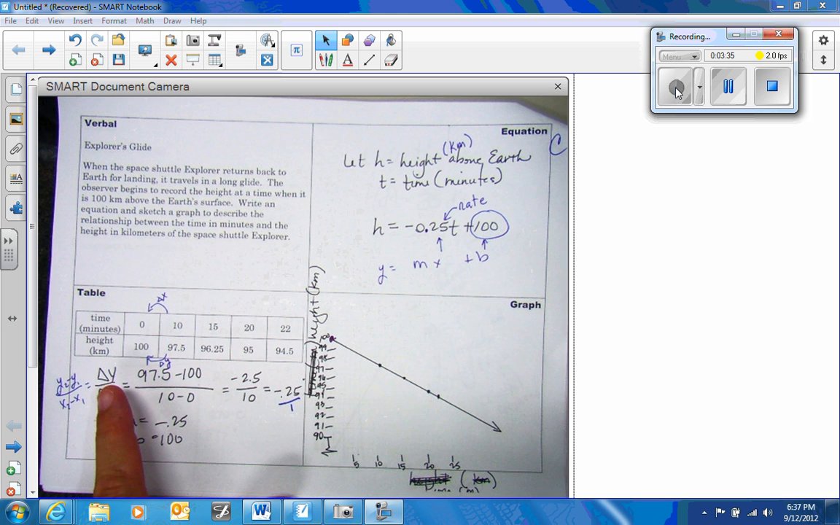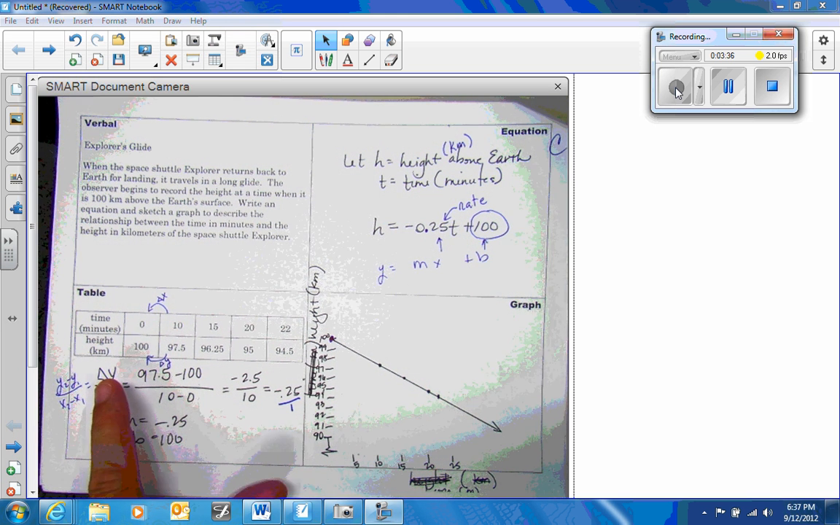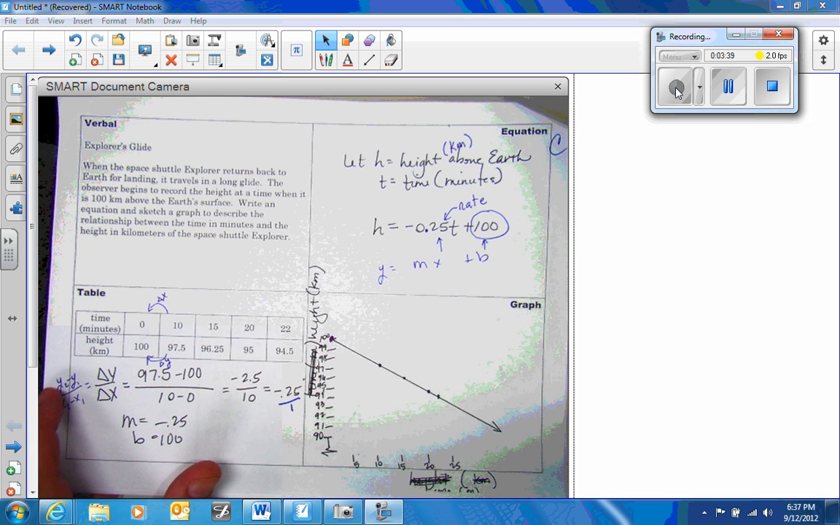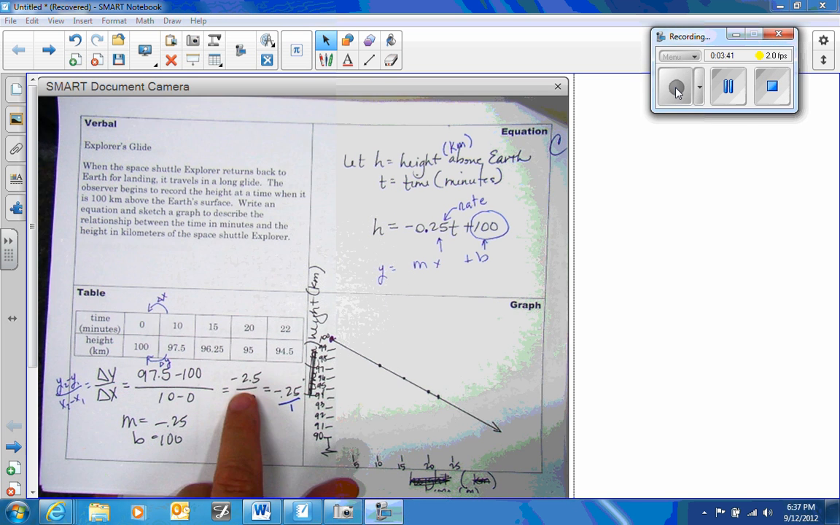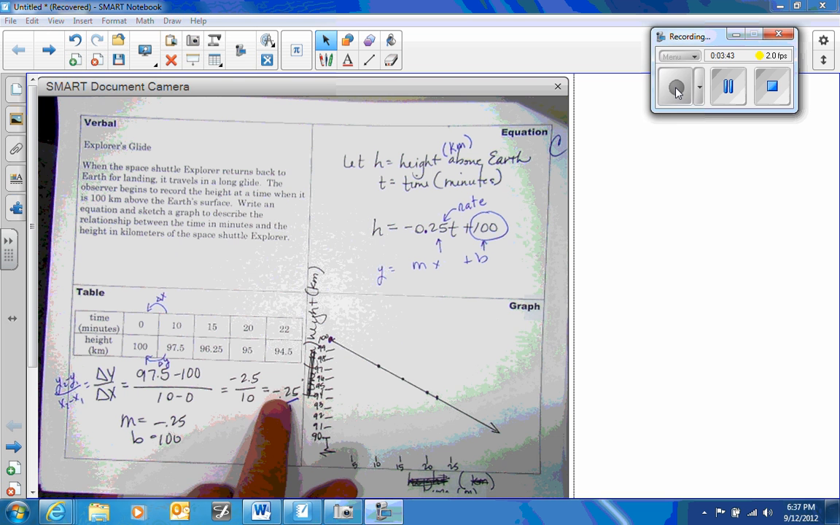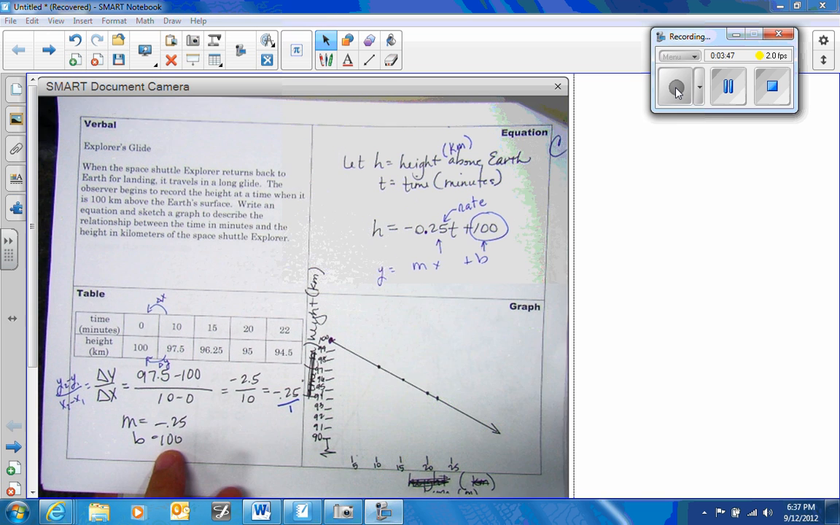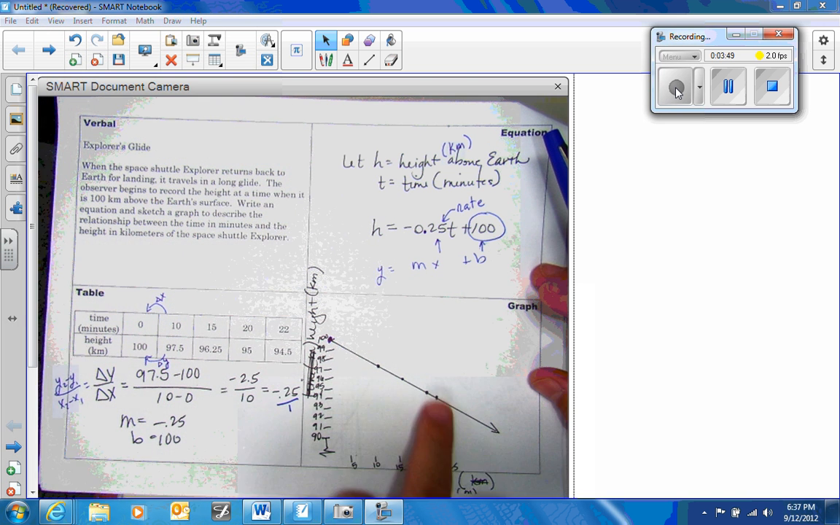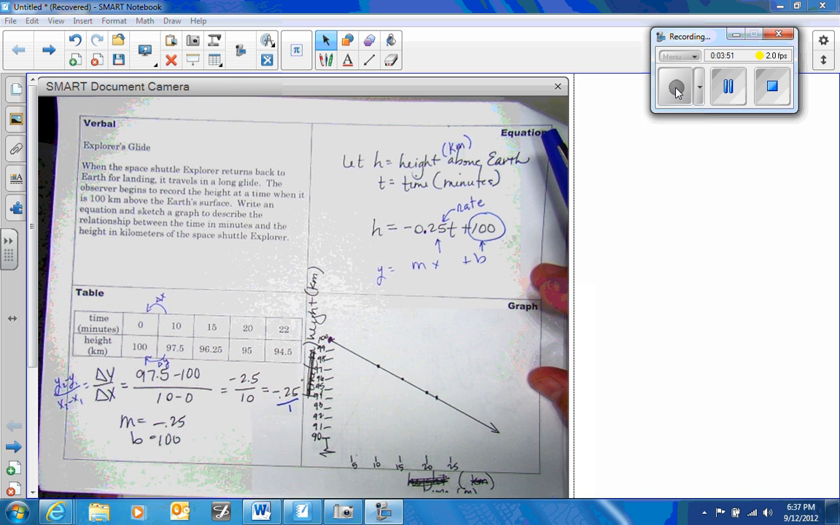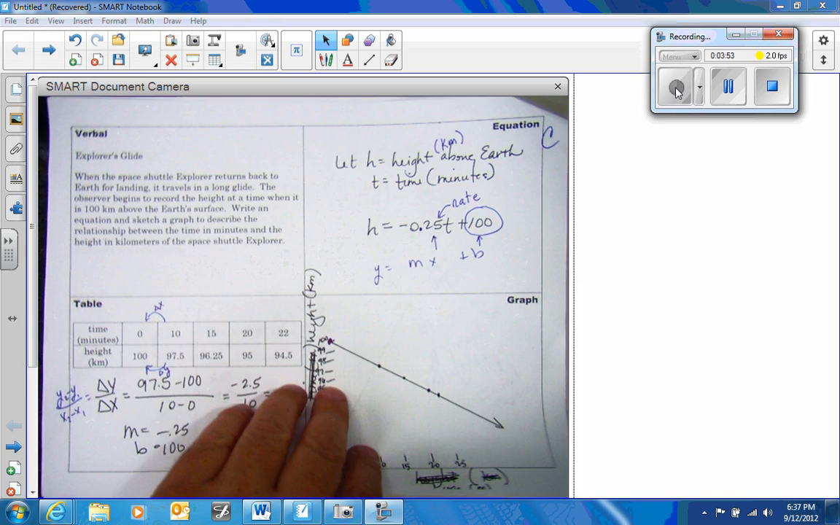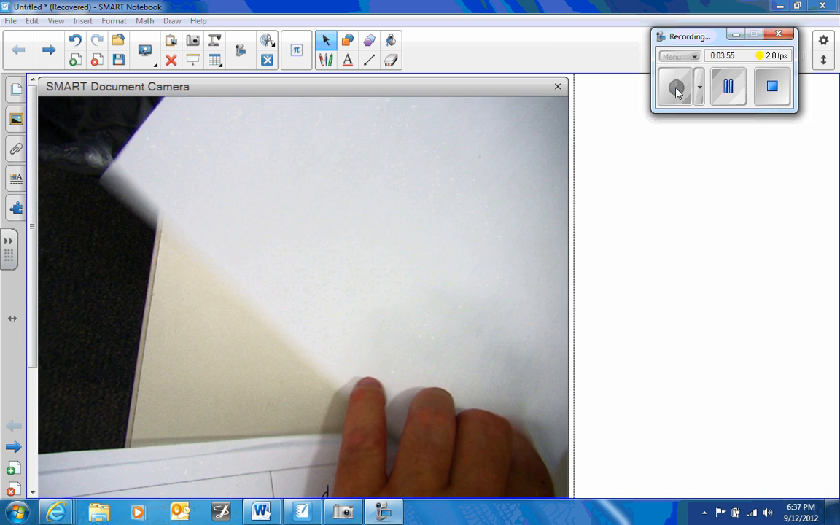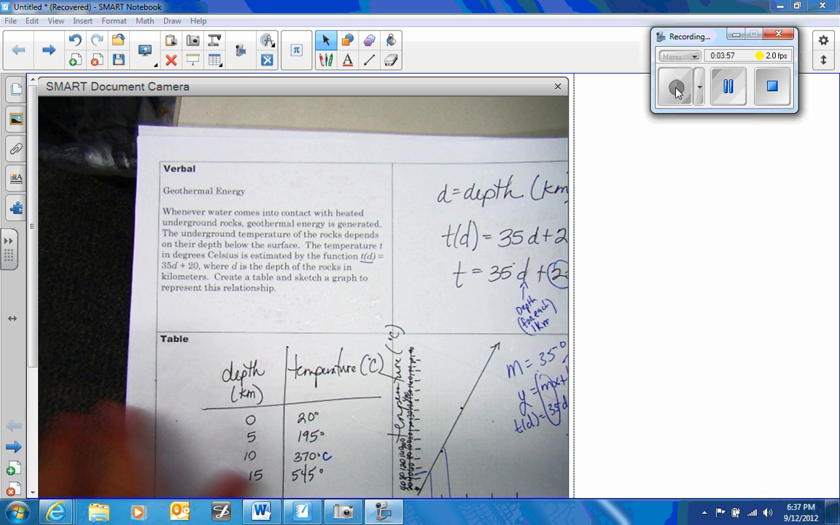Notice that we use change of y over change in x. This is your delta y over delta x. Change in y over change in x in order to get the slope, which is -0.25 over 1. Here's our slope, here's our y-intercept, and we use these two instruments in order to graph. All right. I'm going to go ahead and move on to D, which is the geothermal energy.